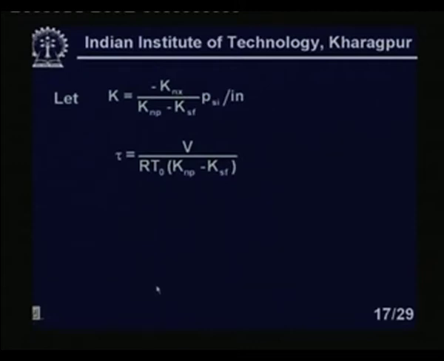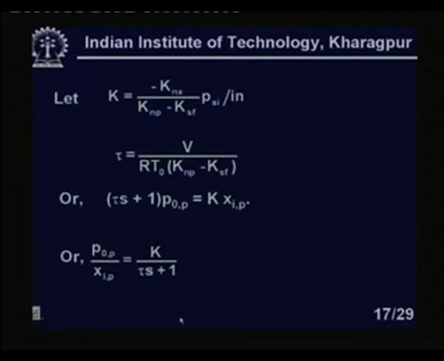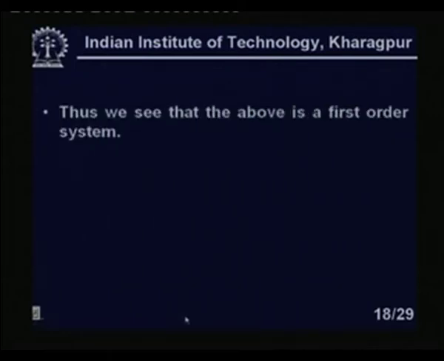Let us take K equal to minus KNX upon KNP minus KSF, psi per inch, and tau equal to V by RT KNP minus KSF. Then I can write tau S plus 1 P0P equal to K XIP, or P0P upon XIP equal to capital K by tau S plus 1. Thus, we see that the above is a first order system. So, the flapper nozzle system is a first order system.